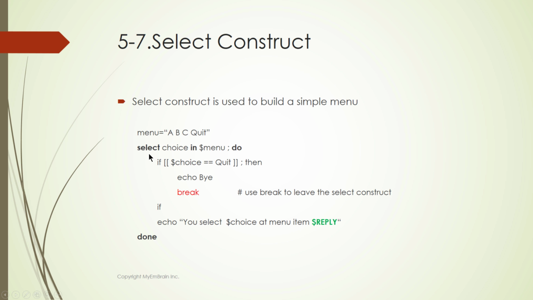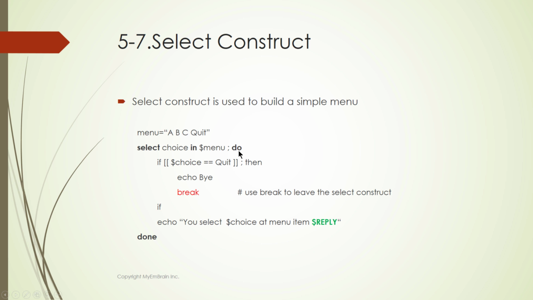Then we use select to build a simple menu in the following syntax: select choice in $menu; do. The semicolon here is required if do is written on the same line as select. If do is written on the next line, then this semicolon is not required.